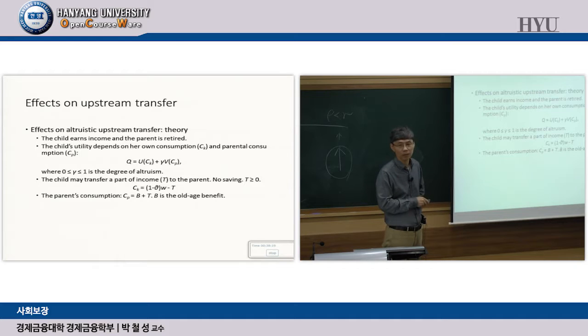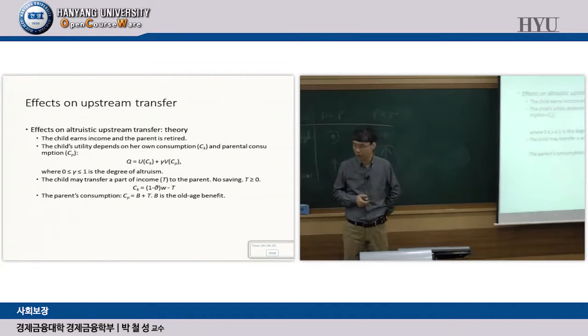Now, the parents' consumption is simple. B is the old age benefit, the parents' own benefit. She may have a pension from her own contribution, but it's fixed at B. Then T is the child's transfer. So it's a very simple structure. Get that?